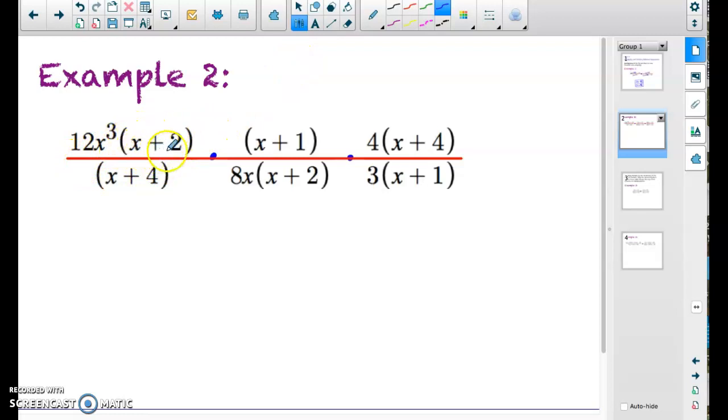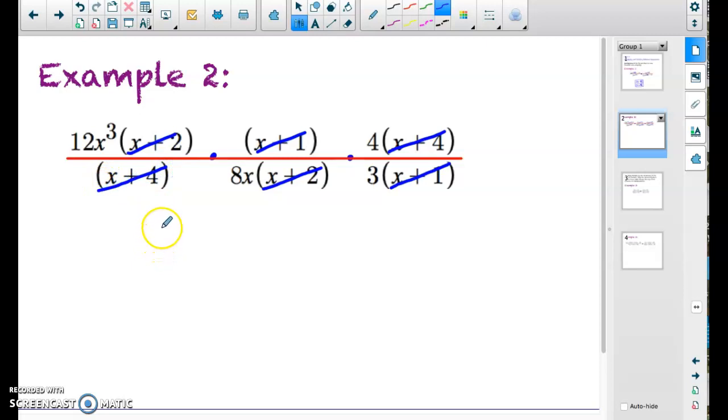First I'm going to look at these factors. I'm going to ignore the numbers and the x cubed for just a moment. So I've got an x plus 2 here. That x plus 2, there is one on the bottom that will cancel with that x plus 2. I've got an x plus 1. Those can cancel. So I've got one on the top and one on the bottom. And I've got an x plus 4 on the top and an x plus 4 on the bottom.